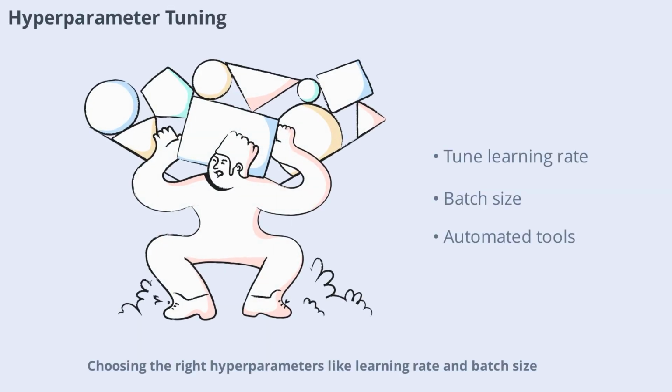Choosing the right hyperparameters like learning rate and batch size is critical for successful gradient descent. Hyperparameter tuning involves experimenting with different values to find the combination that yields the best results. Automated tools can help streamline this process.